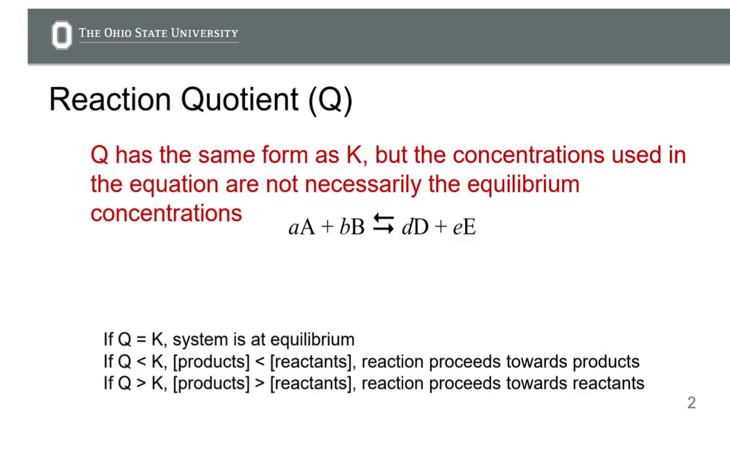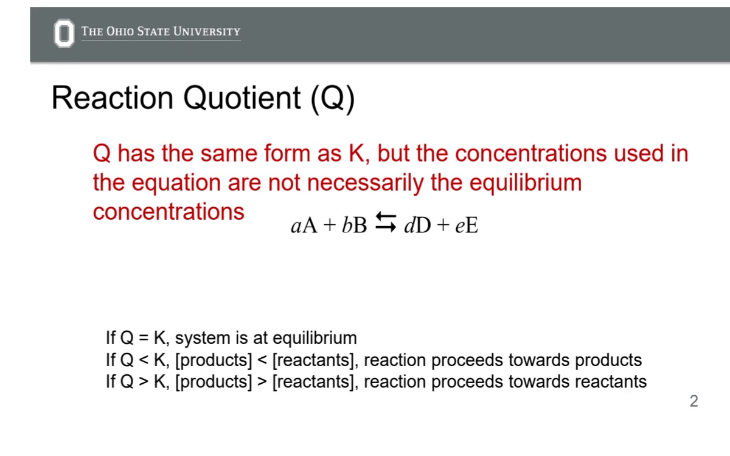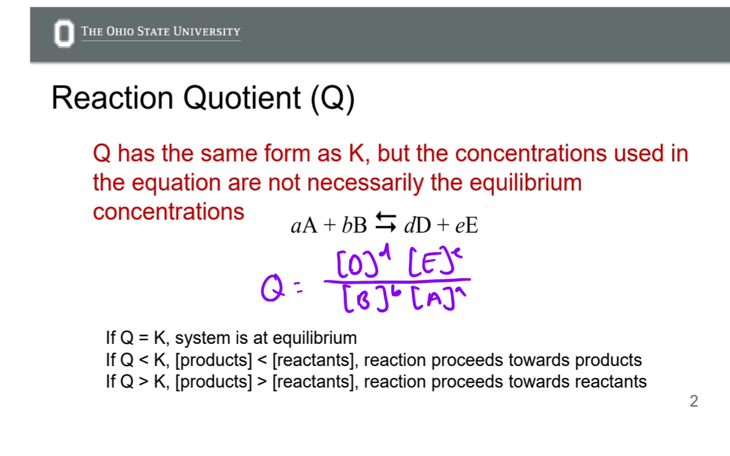So as I said, calculating Q, the reaction quotient, is the same calculation as for K. So using our generic equation here, we have A plus B yields C plus D. Q is still going to be concentration of products raised to their stoichiometric coefficients over reactants raised to their stoichiometric coefficients. So again, same as K.